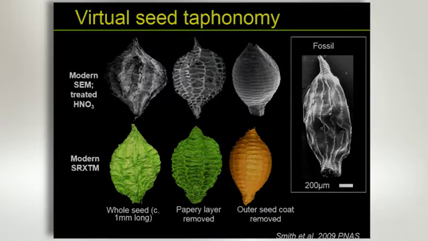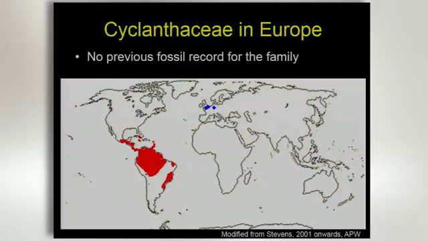But we did torture a few with nitric acid, since this was the first time we did it, just to mimic a chemical degradation of them. And then you can see if we remove all of the outer seed coat and are left with the inner cuticular part, that matches what we see in the fossils. So that explains why the morphologies are different. And so here, these represent the first fossil records for Cyclanthaceae.